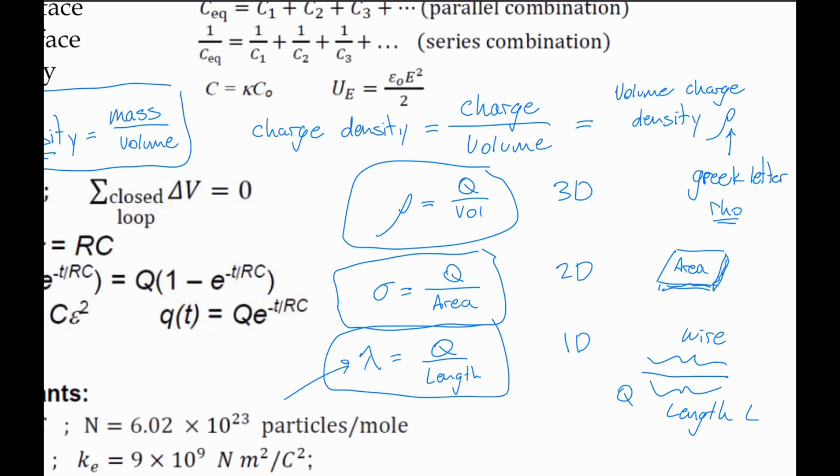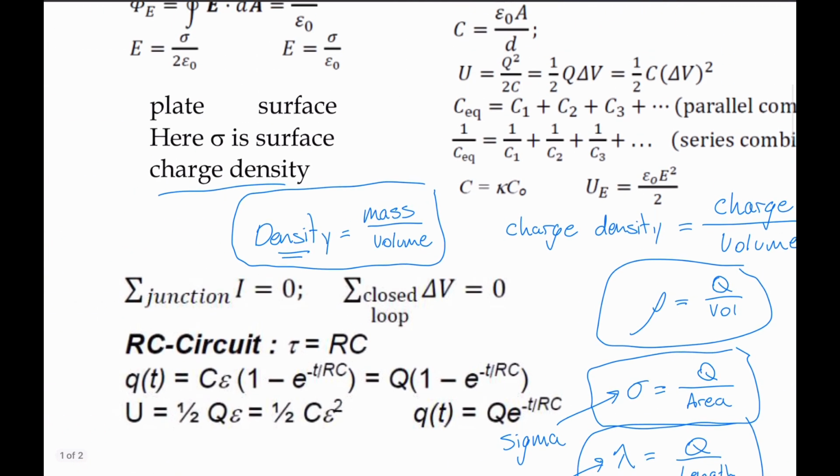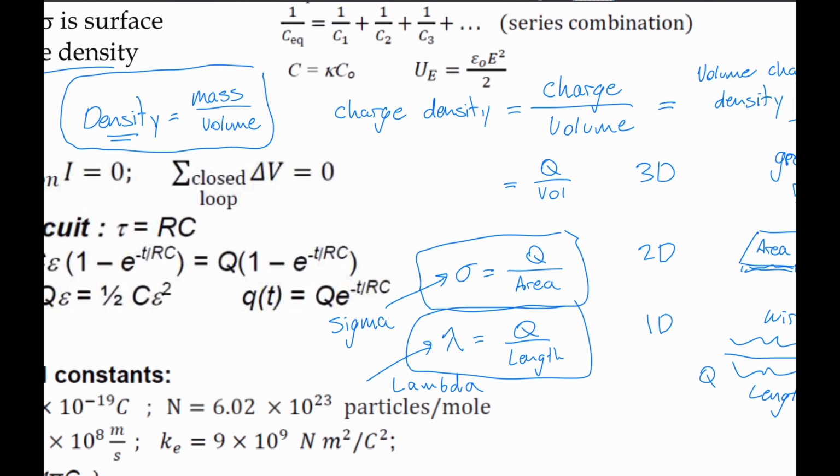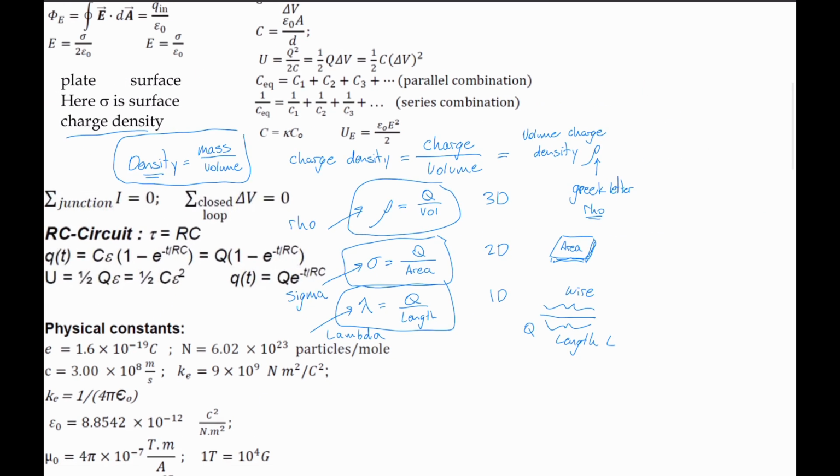So this letter they use is lambda. This is, I believe, sigma. I think they write it here, plate surface charge density. Yeah, here, this is the charge density. And here, oh no, here they use rho. Okay, I hope that is helpful for you guys. Just a quick look at those things.